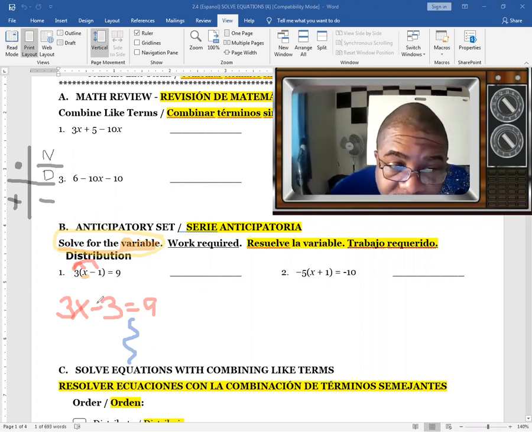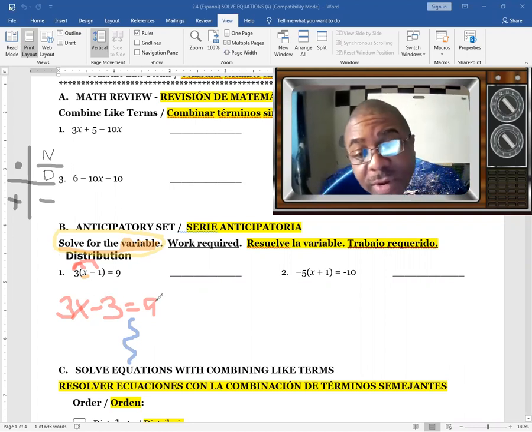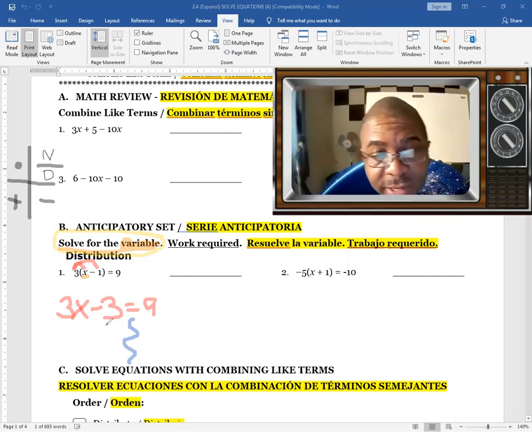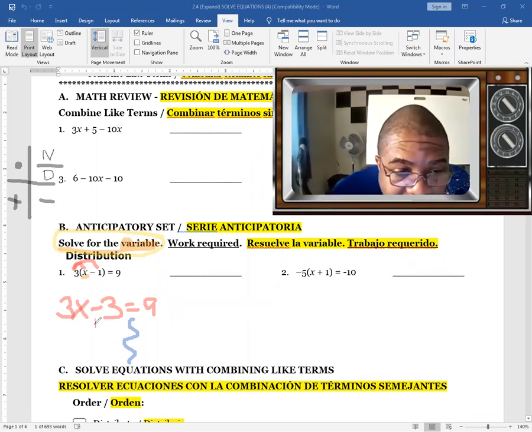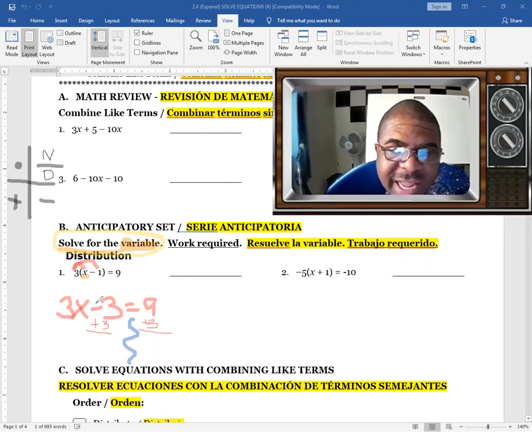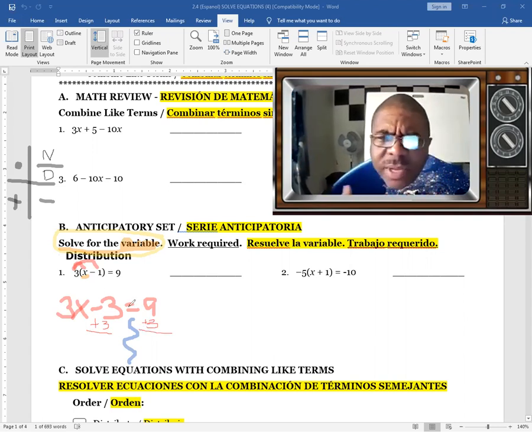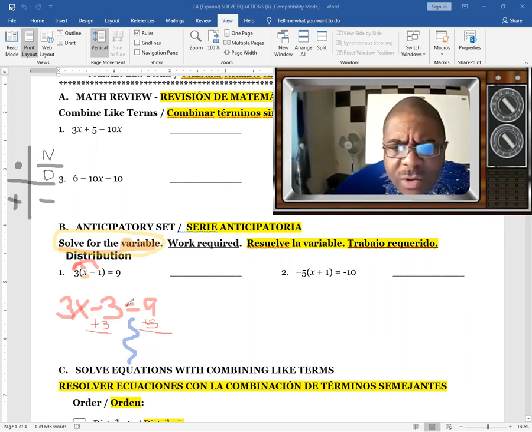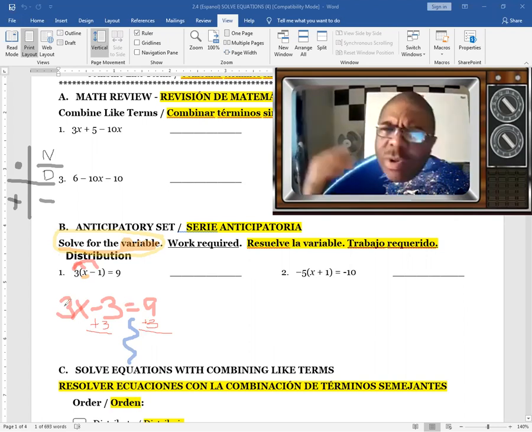To move this -3 over to the right, we're going to add 3 on both sides. All right, because here's the deal. I like X. I think she's kind of cute. And I don't want -3 near X. I want 3 to be away from X.